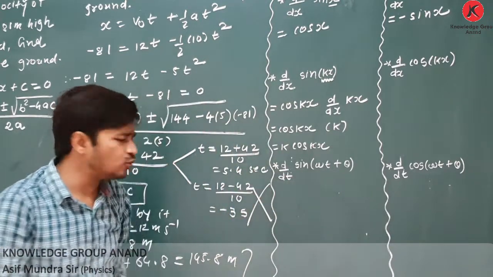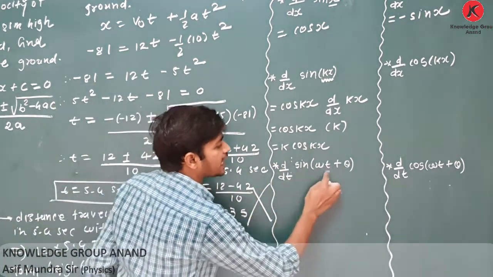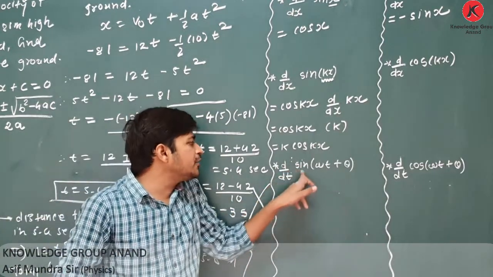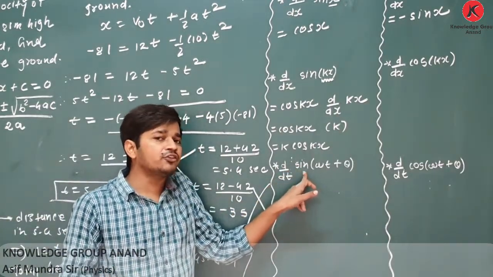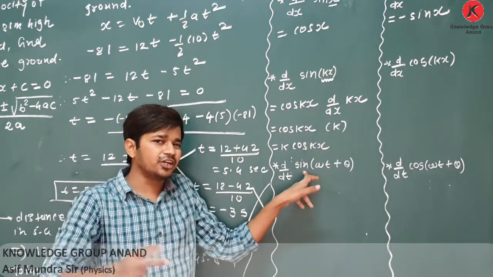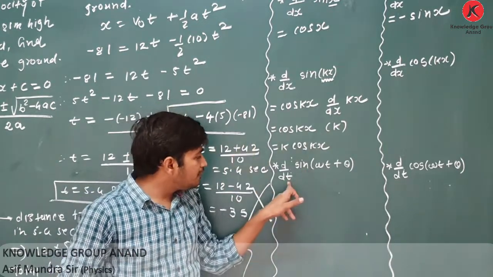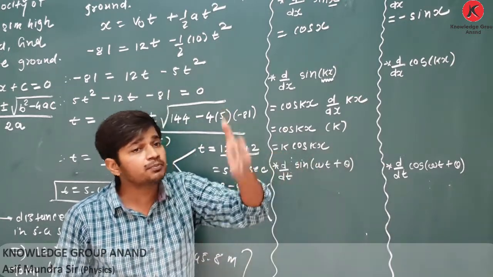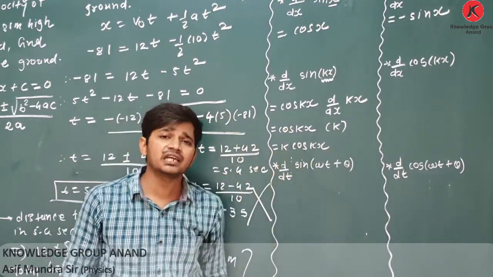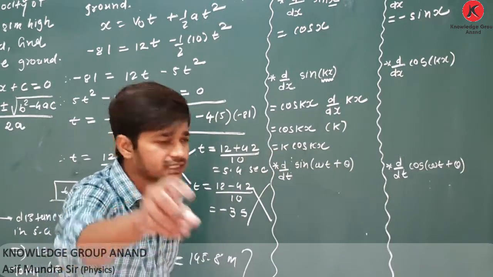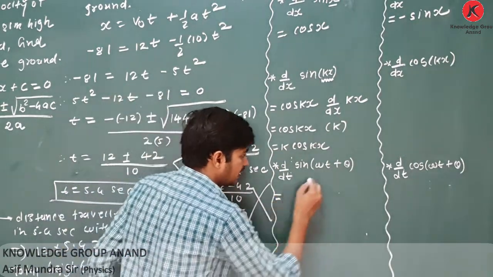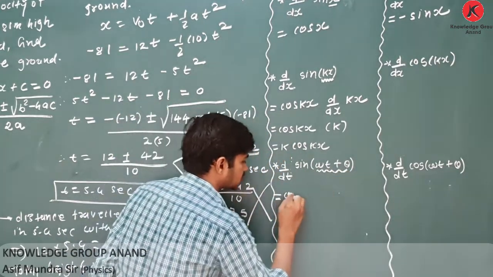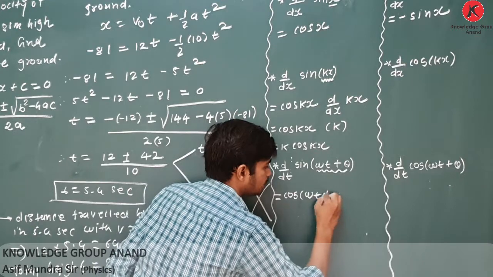One more question: d by dt of sin(omega t plus theta). If you are given d by dt of sin t, only sin t, then what is your answer? cos t, directly, finished. But here differentiation is with respect to time and the angle is omega t plus theta. Then how to solve this? First of all, it is an additional term. It is a sine function, so its differentiation is cos(omega t plus theta).